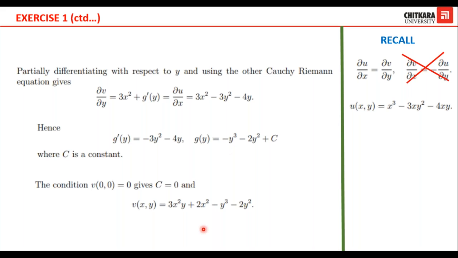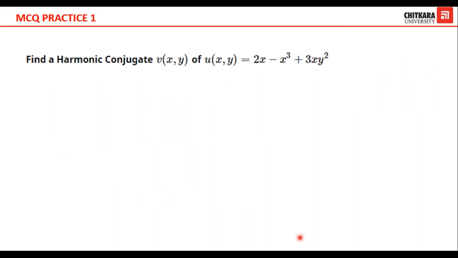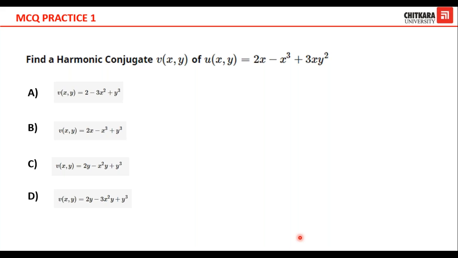So now I think I have made myself clear how to calculate the harmonic conjugate function, right? Okay. Now, this is an MCQ practice question. You can just note it down. We will discuss the answer tomorrow in the class. Find the harmonic conjugate v of u, 2x minus x cubed plus 3xy squared. You can just jot down the options also. And till tomorrow, just work it out so that we can discuss it tomorrow.